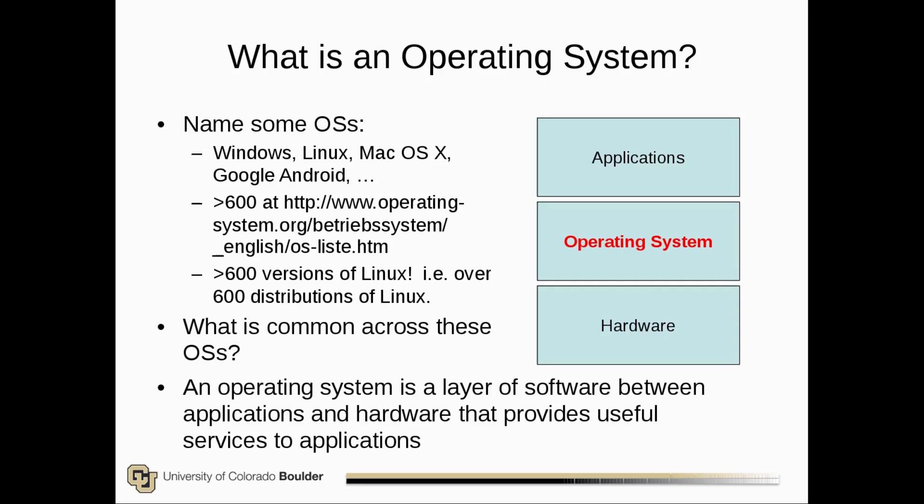Something to note is that there are over 600 distinct operating systems at operatingsystems.org, and for one distinct operating system, which is Linux, there's over 600 flavors of Linux. So quite a bit out there. You can check it out. The link's on the slide there. What is actually common across all of these OSs? And that's the fact that they are a layer between hardware, meaning that all of these OSs can actually work on similar hardware.